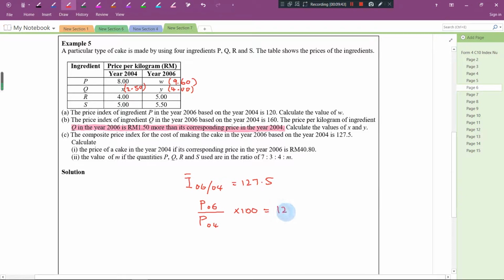It's equal to 127.5. The price in 2006 is 40 ringgit and 80 cents, and this one I don't know, so I just write P04. If you want to give it an unknown, don't use X, because here we have X and Y, W. You can use another variable.